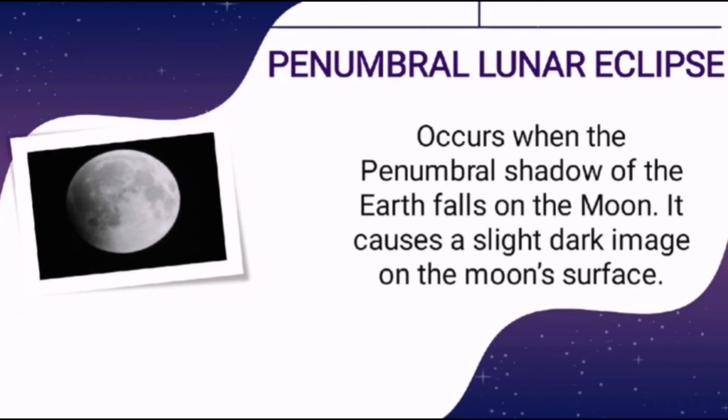And according to some research, there is about a 35% chance of occurrence for this type of eclipse. If we take a look at the image, it forms a slight dark image on the Moon's surface as the Moon falls on the penumbral shadow of the Earth.